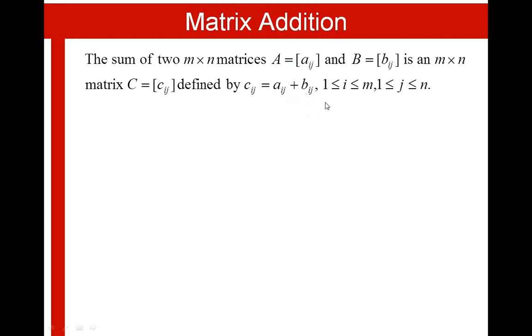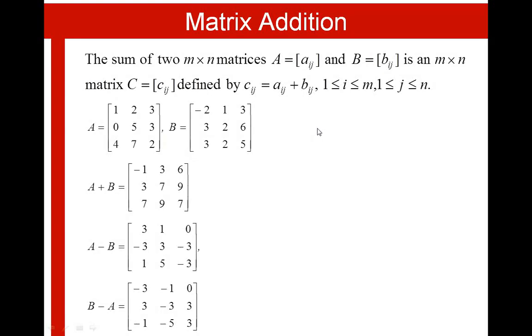Aij is added to Bij. Example, we have a 3 by 3 matrix A and a 3 by 3 matrix B. To add the two matrices, first, these two can be added because they have the same size. Second, the way we add them together is we add the corresponding elements. 1 plus minus 2 is minus 1, 2 plus 1 is 3, 3 plus 3 is 6, etc.